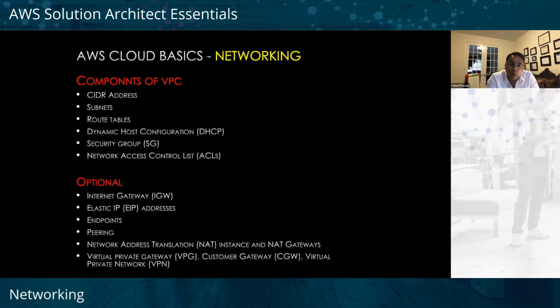Now, these are the very important components, right? The other optional components are Internet Gateway, Elastic IP address, endpoints, peering, network address translation, NAT instance, and virtual private gateway. Now, Internet Gateway is basically used whenever you have a private subnet and you want to allow your private subnet, let's say for some installation on an EC2 instance which is sitting behind your private subnet.